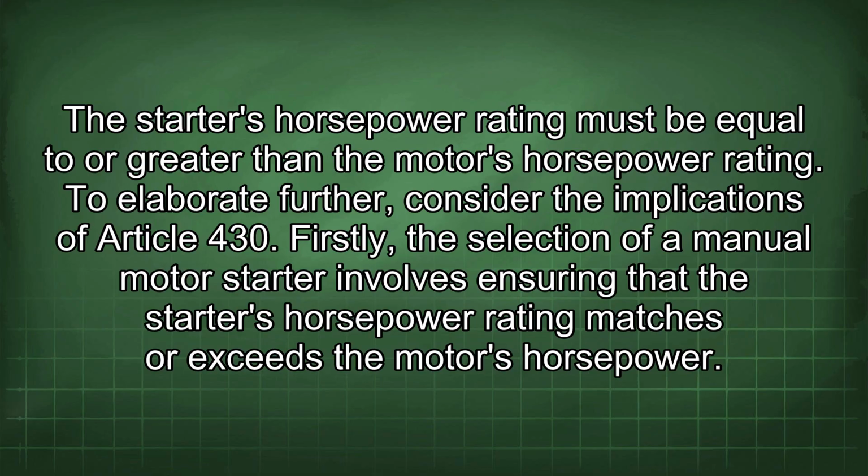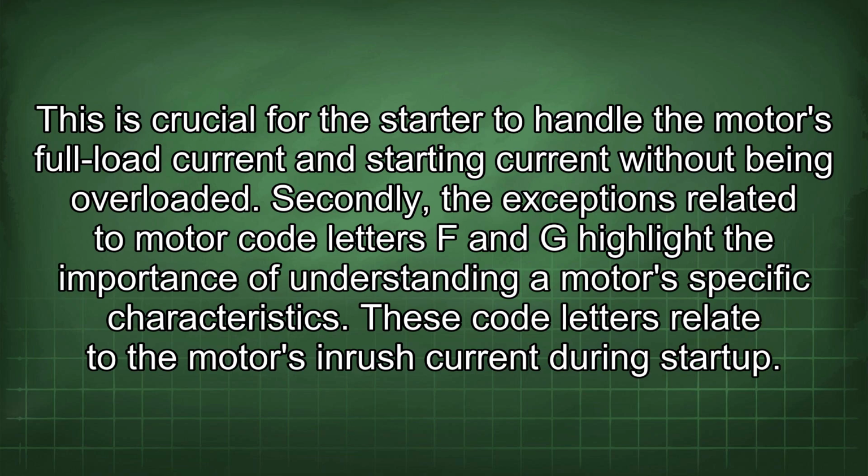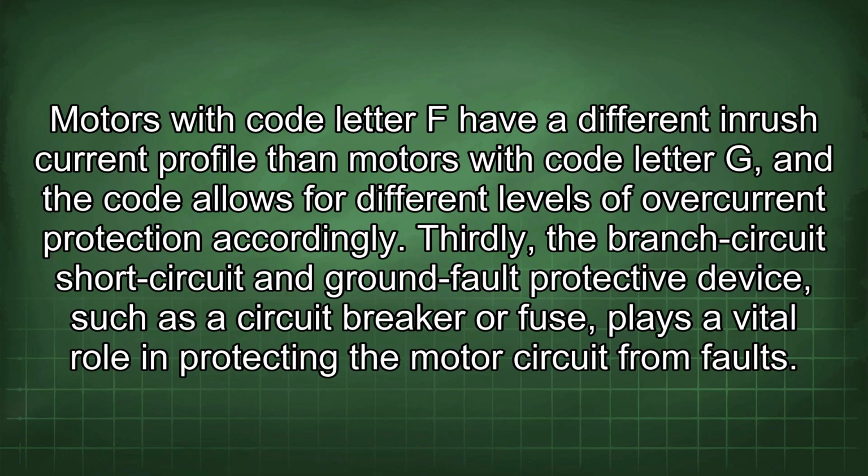To elaborate further, consider the implications of Article 430. Firstly, the selection of a manual motor starter involves ensuring that the starter's horsepower rating matches or exceeds the motor's horsepower. This is crucial for the starter to handle the motor's full load current and starting current without being overloaded. Secondly, the exceptions related to motor code letters F and G highlight the importance of understanding a motor's specific characteristics. These code letters relate to the motor's inrush current during startup. Motors with code letter F have a different inrush current profile than motors with code letter G, and the code allows for different levels of overcurrent protection accordingly.